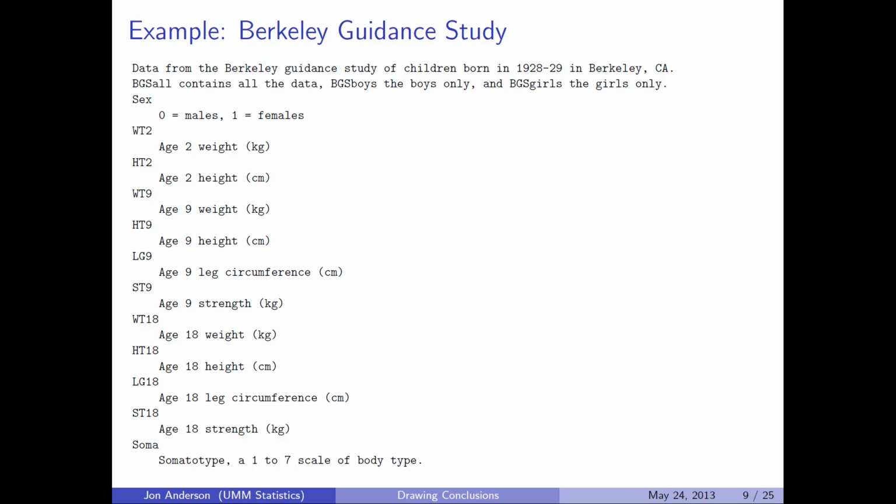And we also have a variable called soma, or somatotype, which is on a scale of 1 to 7, kind of a body shape measurement. Higher values mean more of a pear or round shape, smaller values more of a vertical thin shape.